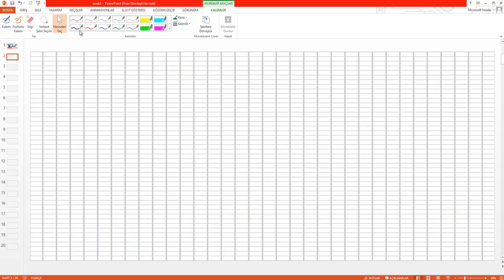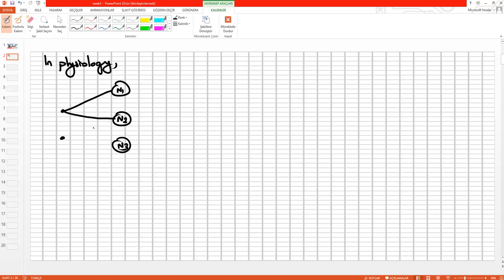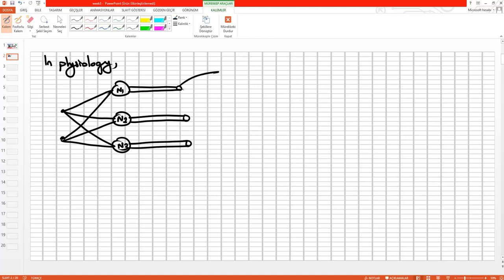But in the brain, we have a more complex structure. Like this one, in physiology, we have some input points in here, and we have more nuclei or neurons: N1, N2, and N3. Each input is connected with a specific neuron, like this one. There are millions of connections in your brain. Each neuron generates an axon in here, like this one, and these axons also have some connections in here.